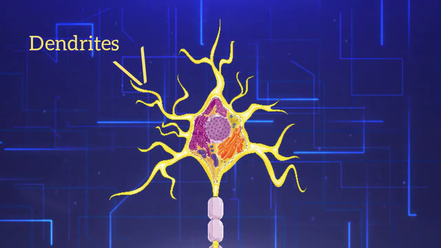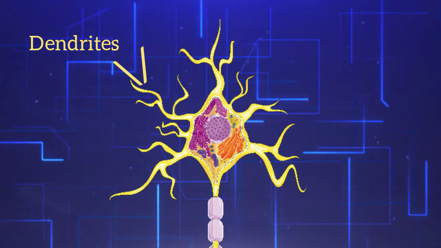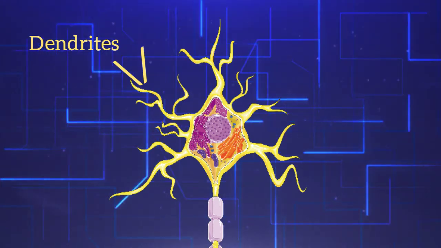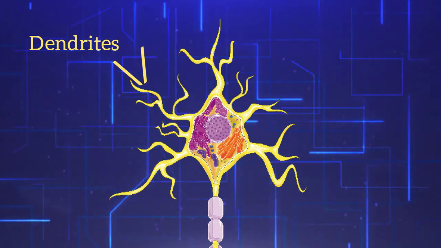Dendrites. Dendrites are highly branched processes extending from the cell body. This branching gives the dendrite a large surface area to effectively receive impulses from other neurons to the cell body.